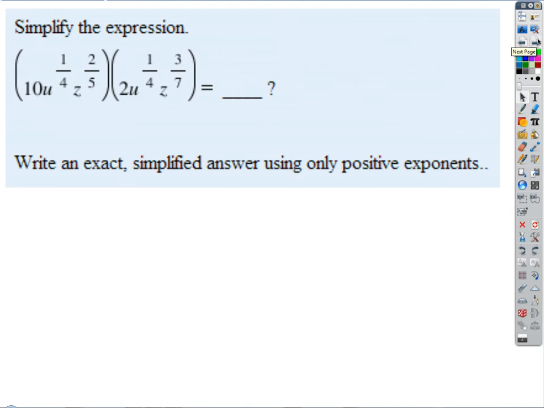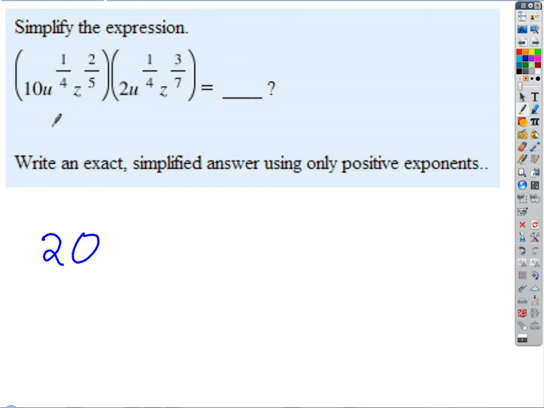Okay, what about this? Looks terrible, but it's not. Simple rules. What do I do if I have like bases there? Yeah. Okay, what are my like bases? The bases. U and Z, right? So when I multiply like bases, what do I do with the exponents? Add them. That's it, right? So we get, what about the 10 and the 2? If I'm doing a product here, what number do I end up with? 20, sure. Multiply the numbers first, and we get 20.